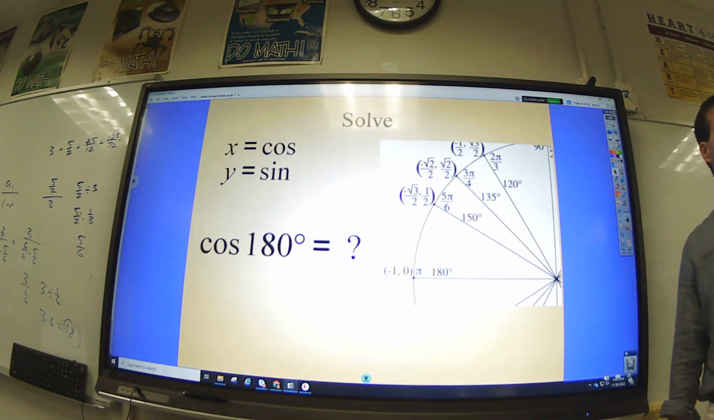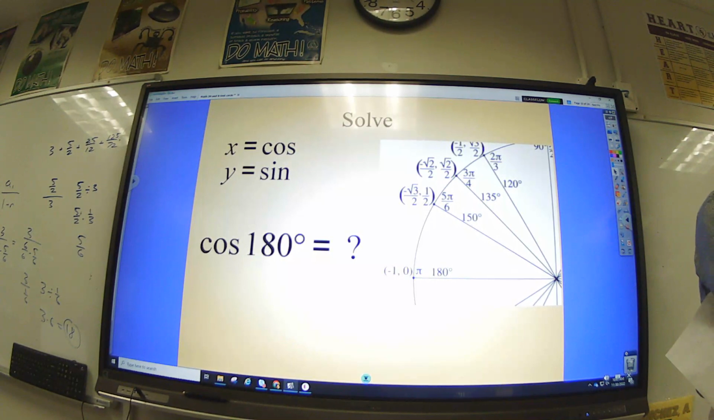What is cosine of 180 degrees? No calculators allowed on this test. You're right. You just look at that unit circle and plop that answer down, Jorge. Cosine of -180 degrees.